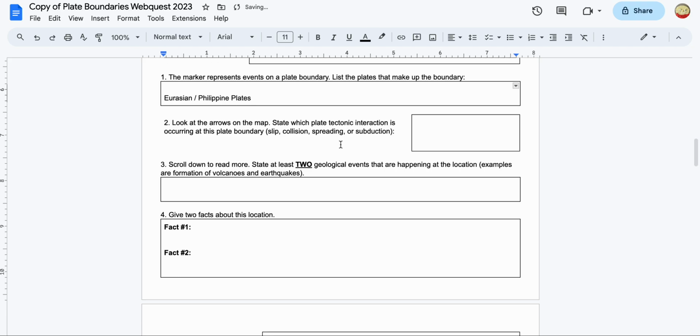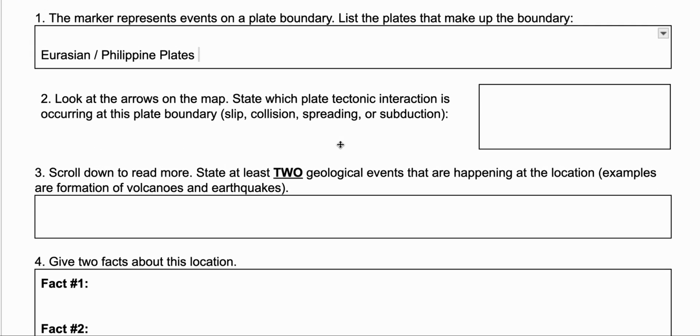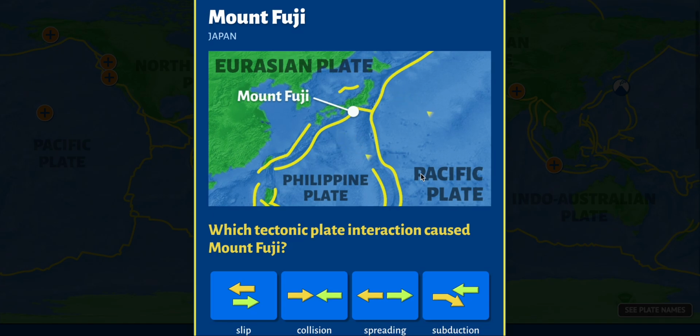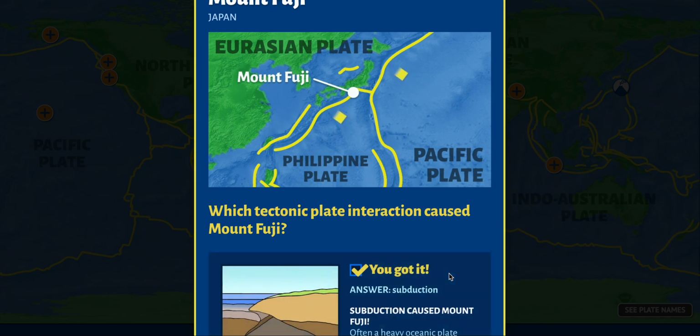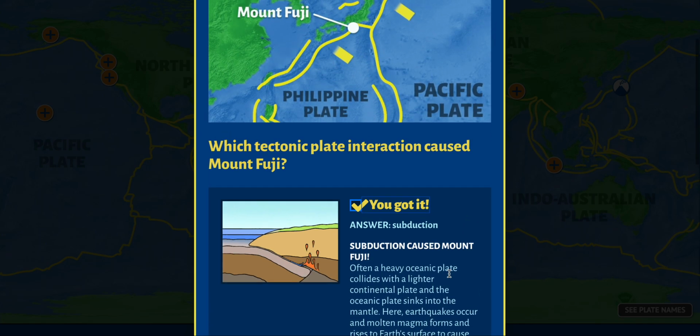Okay, now it says look at the arrows on the map. State which tectonic plate interaction is occurring on this plate boundary: slip, collision, spreading, or subduction. So I'm going to look at the directions that the plates are moving. And from what I see here, it looks like it's either going to be collision or subduction. So I'll pick subduction. Okay, and then it says I got it right.